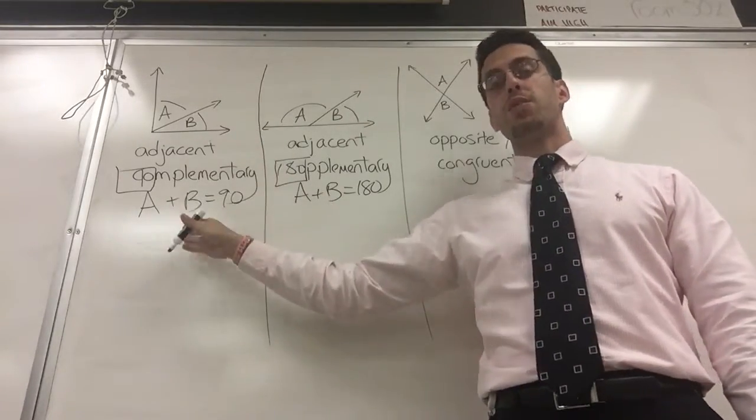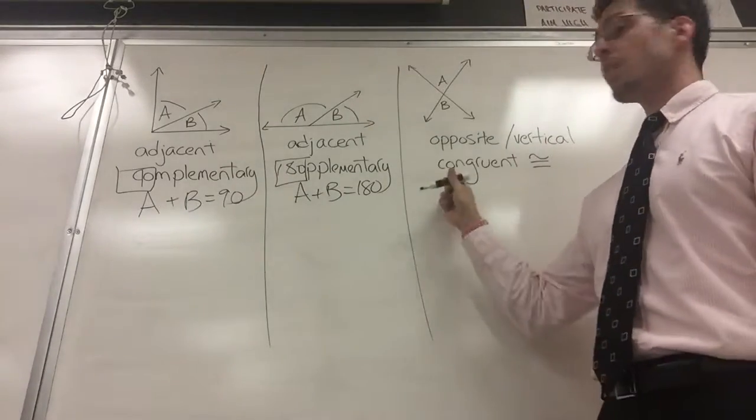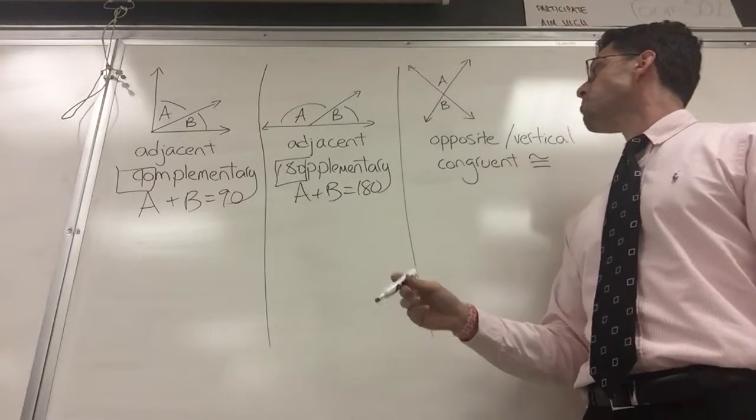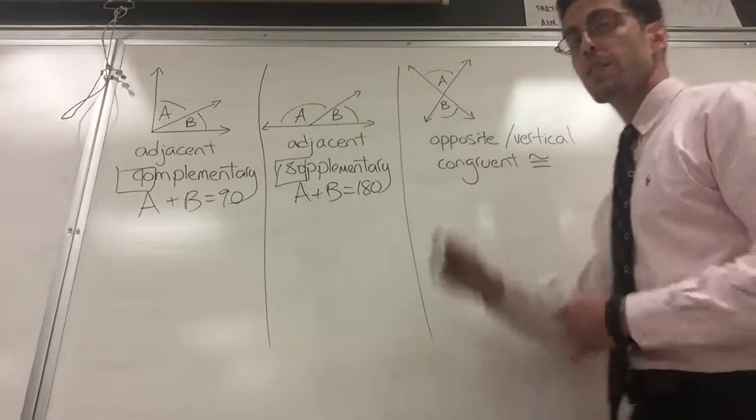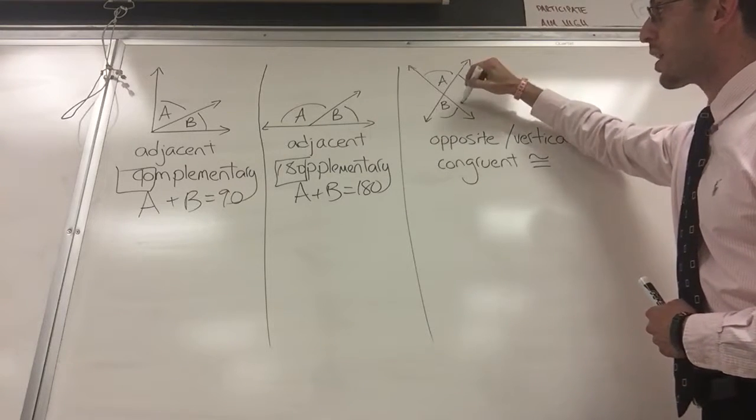Depending on what you're looking at, that's your equation. It's not always the same. Here, A, B, they're not adjacent. They're not next to each other. But check this out. A is adjacent to this guy.